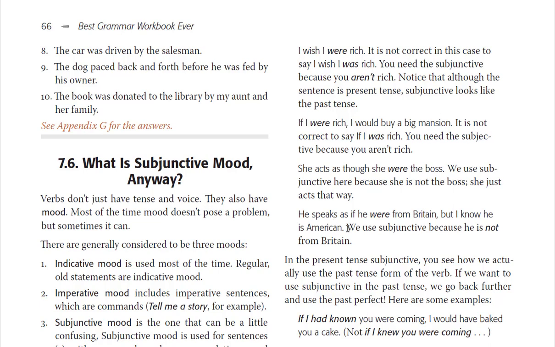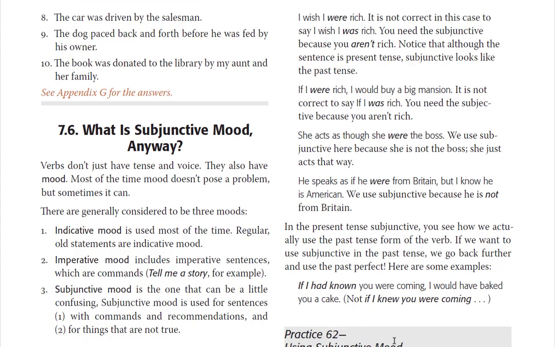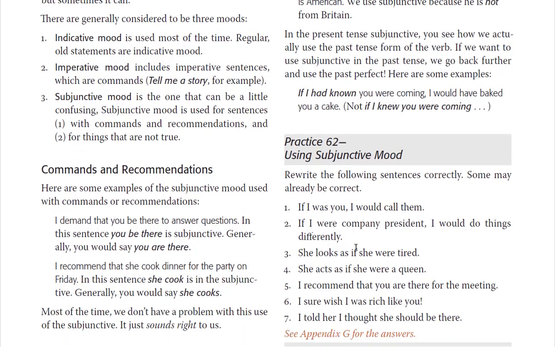He speaks as if he were from Britain, but he knows he is American. We use subjunctive because he is not from Britain. In the present tense subjunctive, you see how we actually use the past tense form of the verb. If we want to use subjunctive in the past tense, we go further back and use the past perfect. If I had known you were coming, I would have baked you a cake, not "if I knew you were coming."